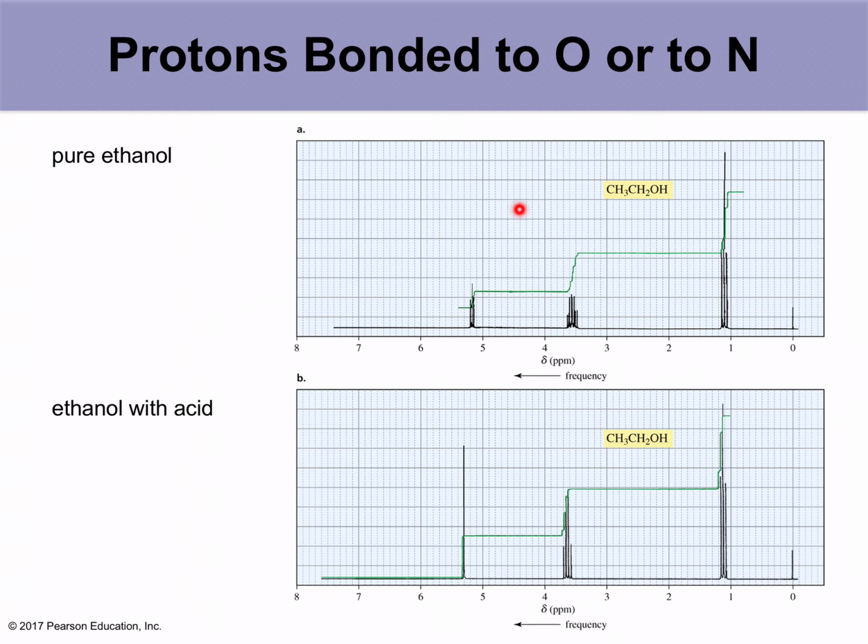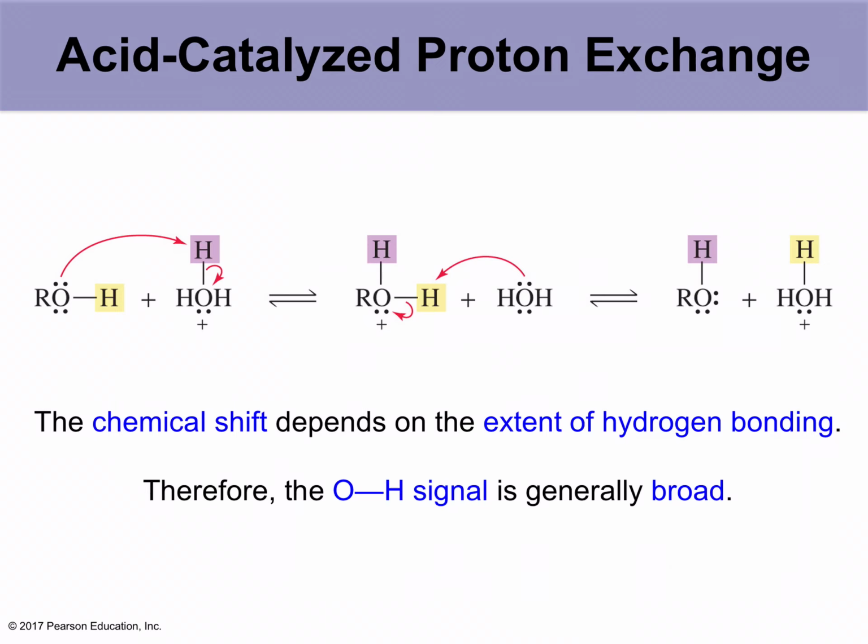Okay, and this is pure ethanol, the first one, and then ethanol with the acid. You can see when ethanol is with acid, the methyl group with 3 hydrogens is a triplet, and then the 2 hydrogen CH2 group is a quartet, and then the last hydrogen, which is on oxygen, is a singlet. Now let's see what's happening when ethanol is added with a bit of acid.